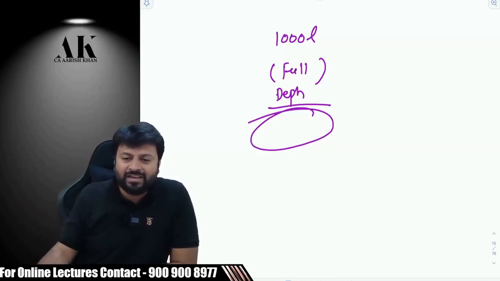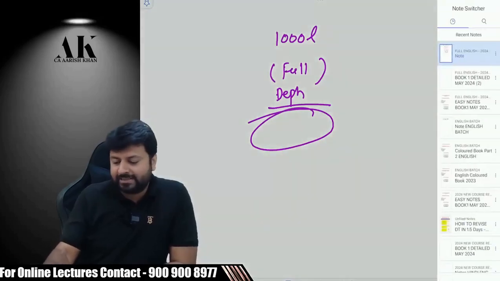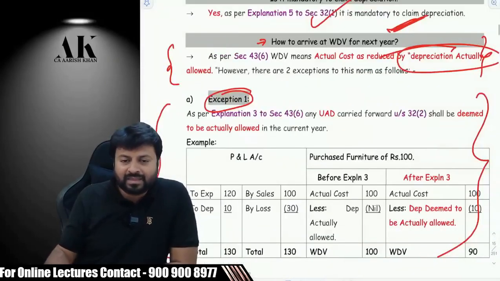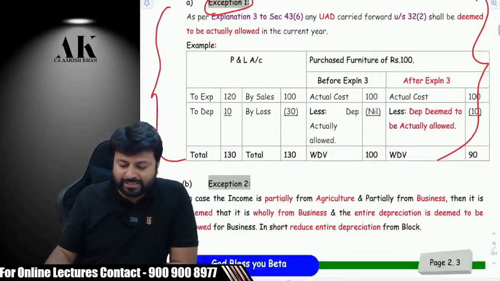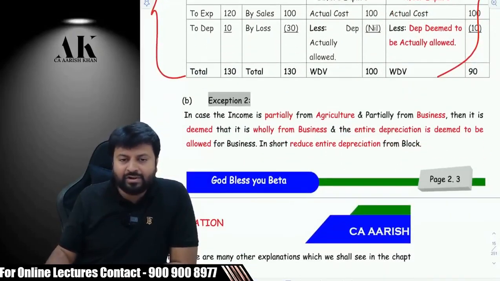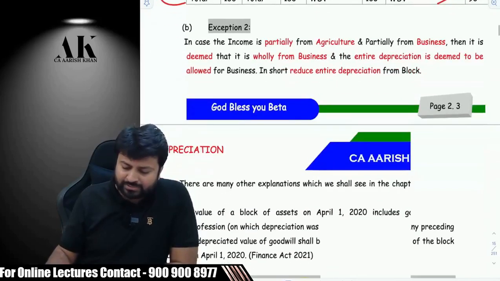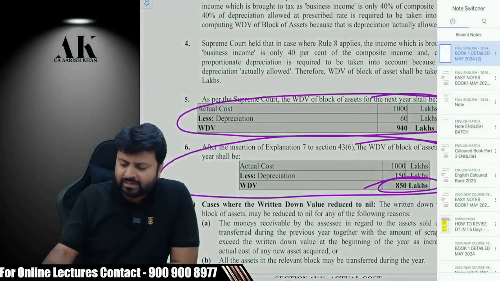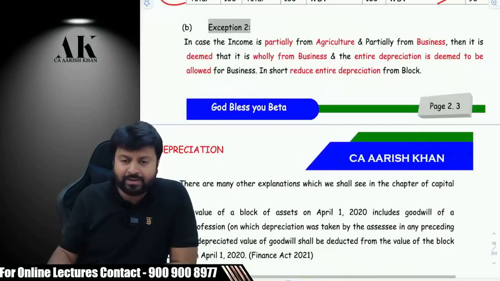Is everyone clear? So can I say this is my second exception to the norm? To the norm what? The depreciation should be actually allowed. But in these two cases, even though the depreciation is not actually allowed, still am I removing it from the block of asset? Yes, sir. So these are the two exceptions which are there so far. There are some other exceptions as well, which we'll be looking at later on in the chapter of capital gains.